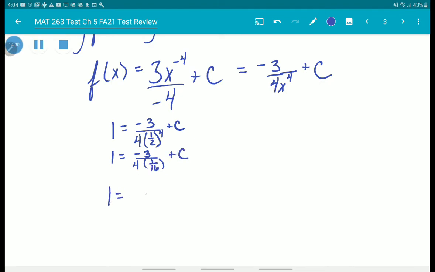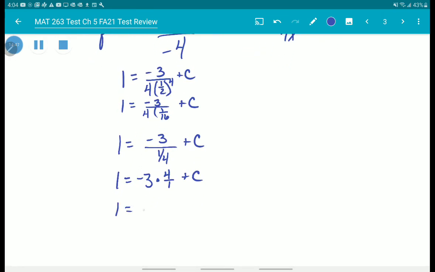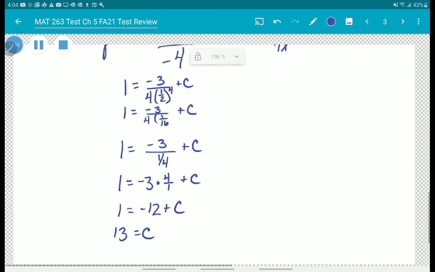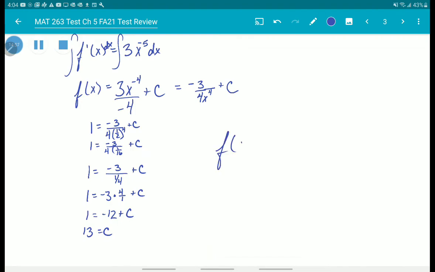I'm going to work with that denominator first. 4 times 1/16 is 1/4. When I divide fractions, I keep, change, and flip. So it looks like 13 is going to be equal to our c value. So what's our final answer? Our final answer is f of x equals negative 3 over 4x to the fourth plus 13.